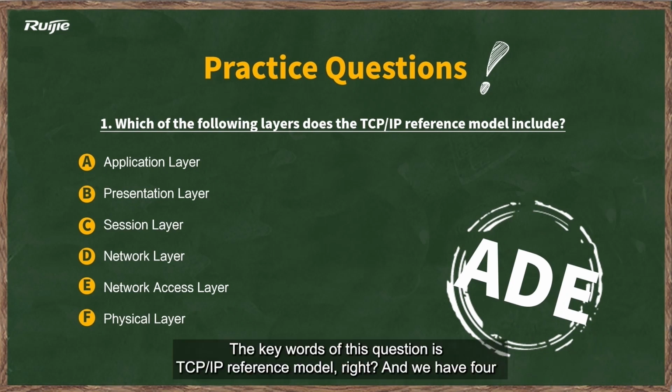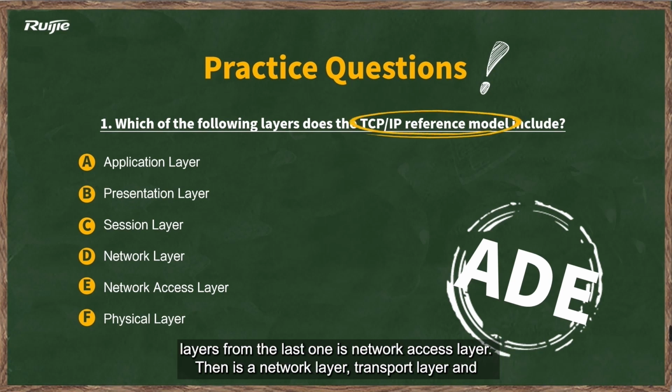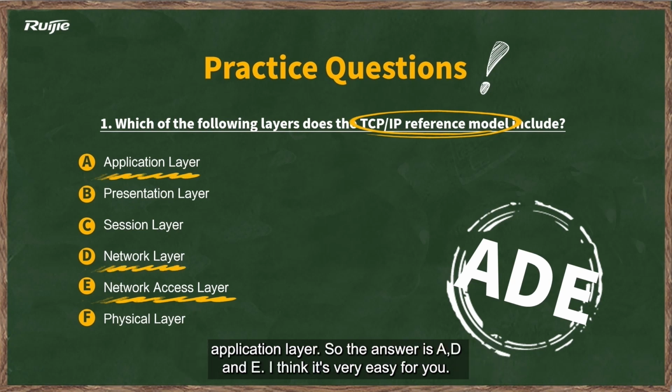The key words of this question are TCP/IP reference model, right? And we have 4 layers. From the bottom is the network access layer, then the network layer, transport layer, and application layer. So the answer is A, D, and E. I think it's very easy for you.